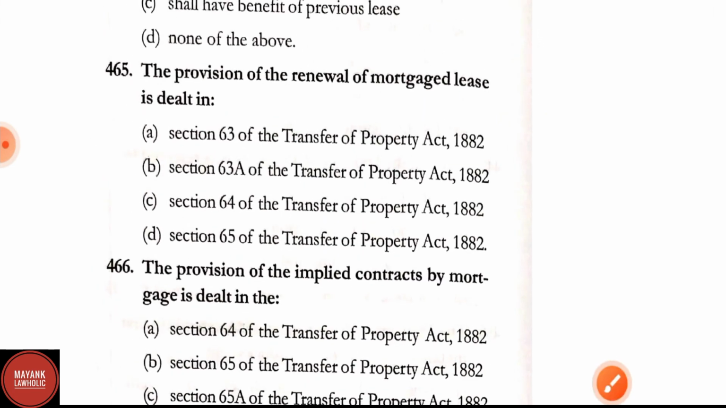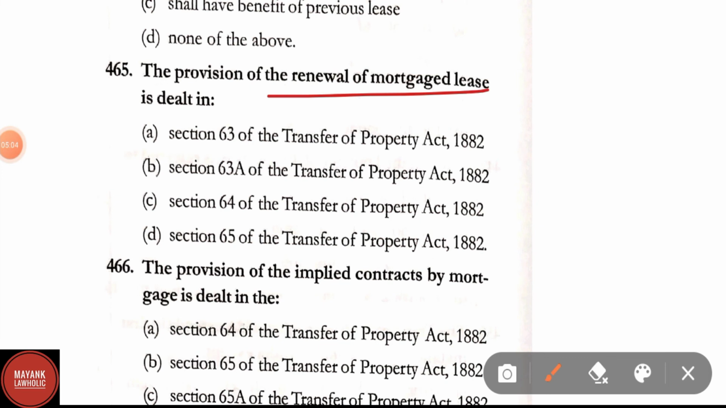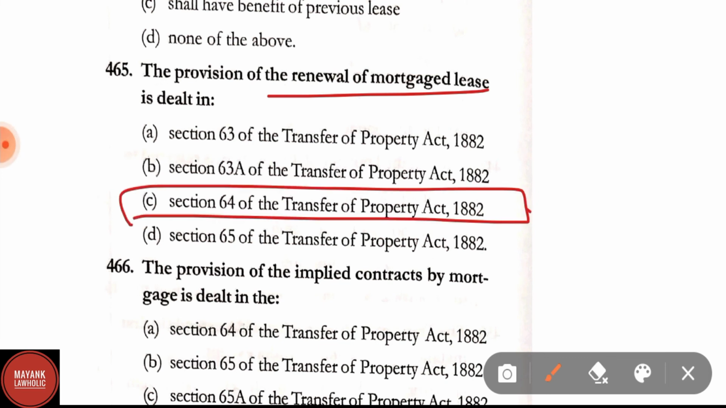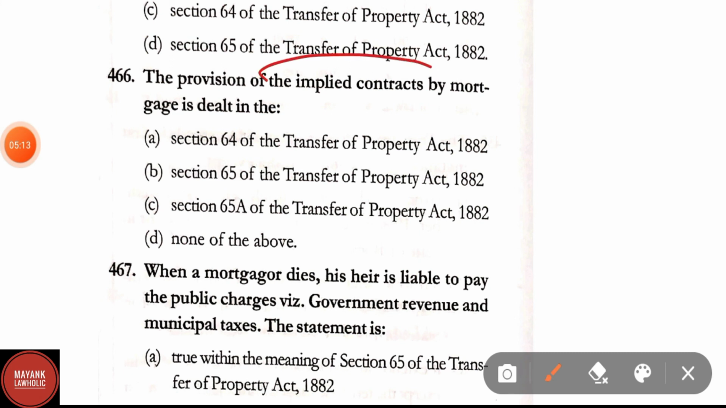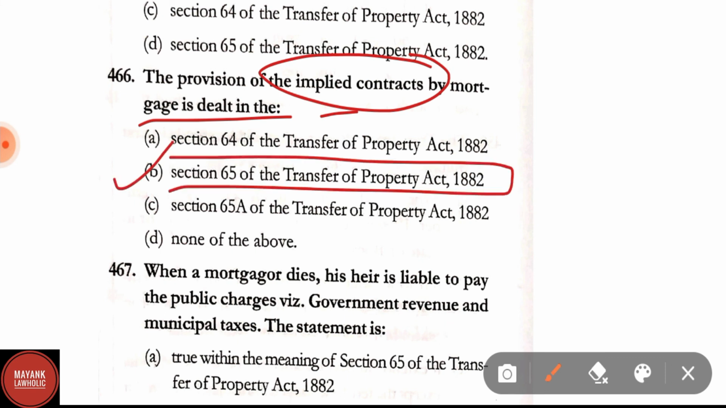Question number 465. The provision of renewal of mortgaged lease is dealt with in, correct answer is Section 64 of the Transfer of Property Act. Question number 466. The provisions of the implied contracts by mortgagor are dealt with in Section 64 of the Transfer of Property Act, Section 65 of the Transfer of Property Act, Section 65A of the Transfer of Property Act, none of the above. Here the correct answer is option B, that is Section 65 of the Transfer of Property Act.